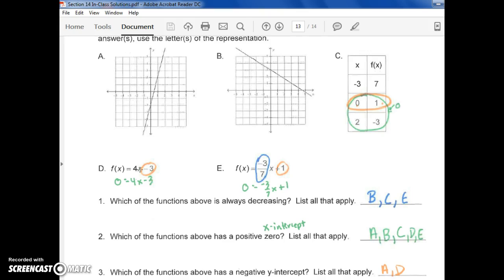So it is possible that if you had C, you could take those points and plot them and get a pretty good idea of what the graph's going to look like. And then for D and E, you can also use your graphing calculator. Type the function into y equals, hit graph, and it will graph it for you, and then you can analyze it from there. But again, question 1 is looking for decreasing, so we want to know where the slope is negative. Question 2 is asking for where we have a positive 0, or in other words, a positive x-intercept. And question 3, where do we have a negative y-intercept? So where does the graph cross at a negative value on the y-axis.